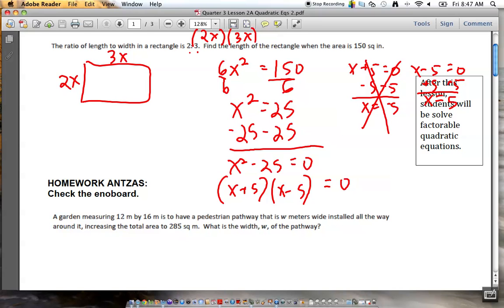5 is what we have here. And it says find the length. The length is 3x. So 3 times 5 is 15. And that's the length. The other one's 10, and 10 times 15 is 150.